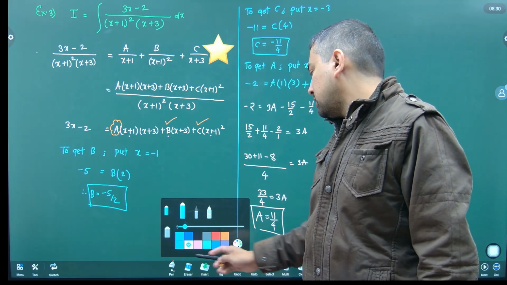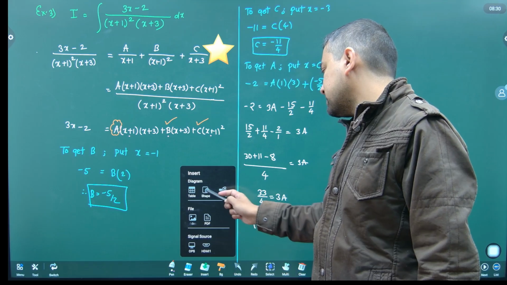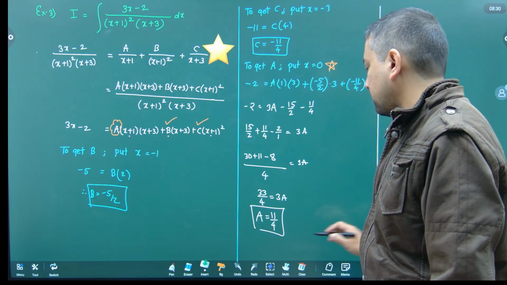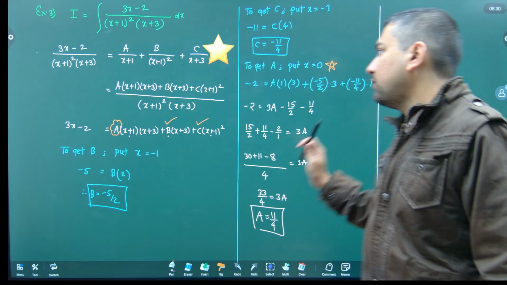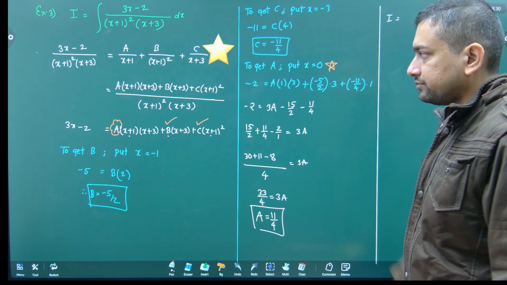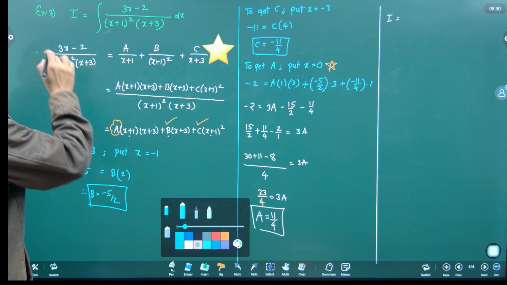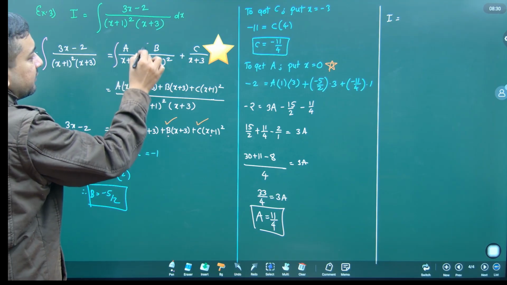Okay. So let us find now the integral. See, it's a long example. So please practice all such examples properly so that it will not be time consuming. So what about the integral now? See, what we have to find out? You have to find the integral of this. Finding the integral of this is nothing but finding the integral of this.